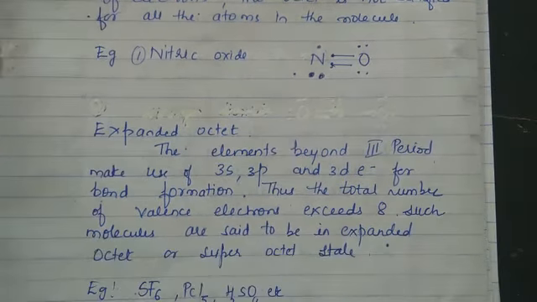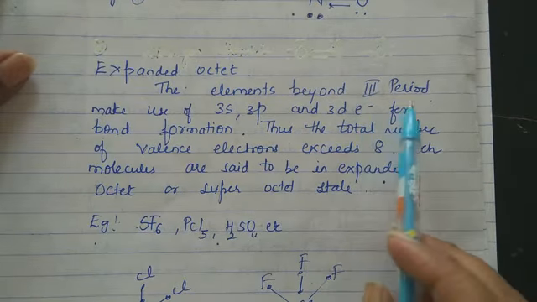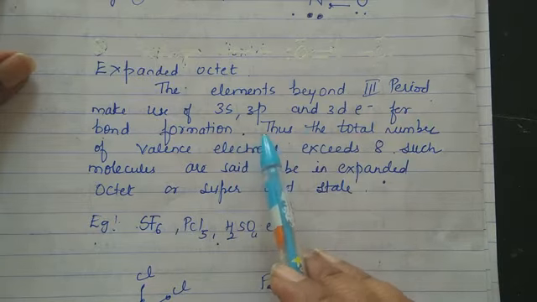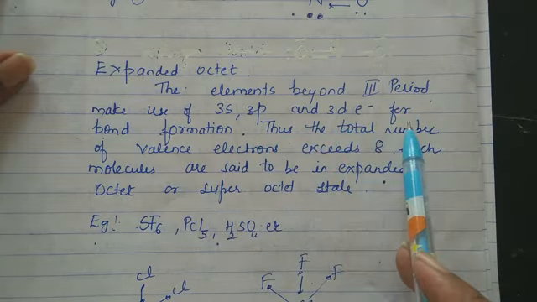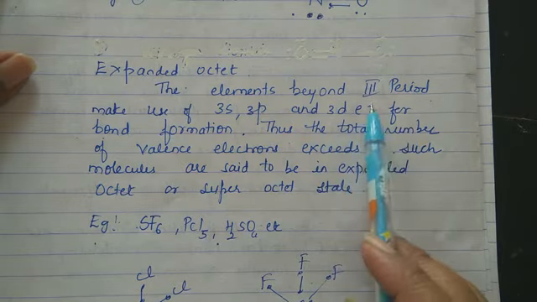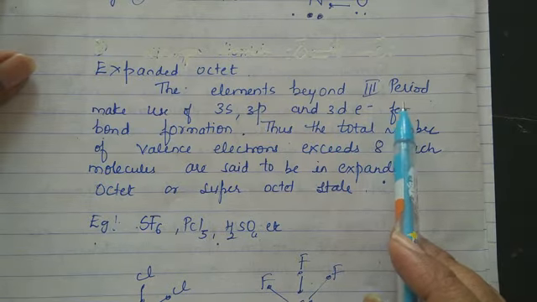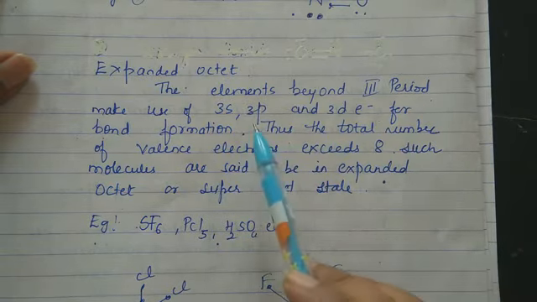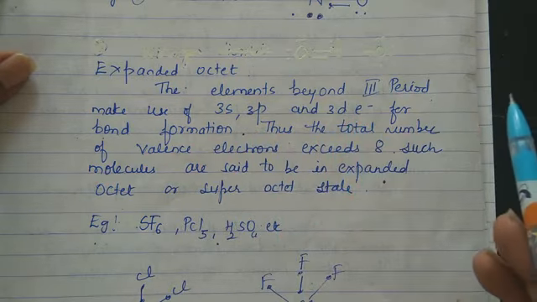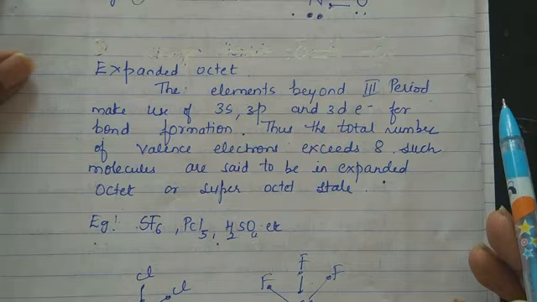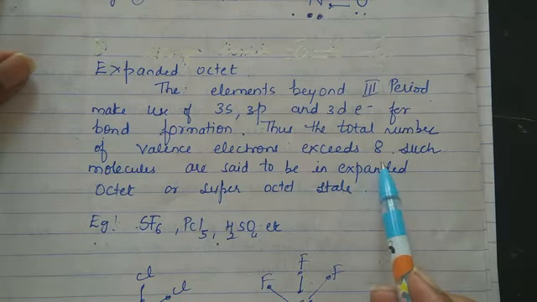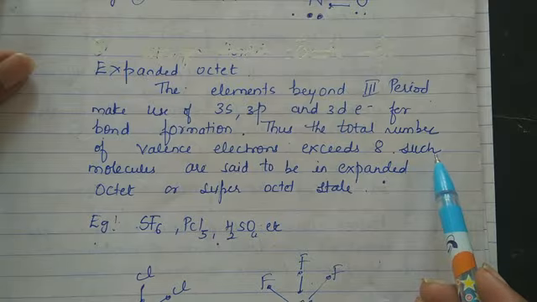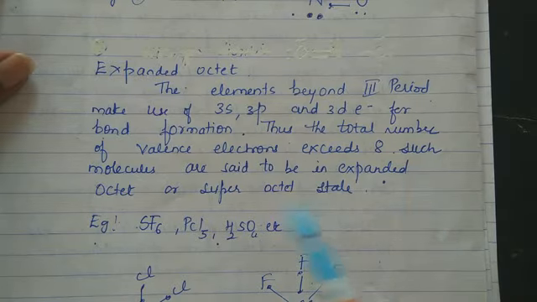Then coming to expanded octet. The elements beyond the third period make use of 3s, 3p and 3d electrons also for bond formation. So the elements from the third period onwards have more electrons present, in 3s, 3p and 3d orbitals. The total valence electrons are more than 8, and such molecules are said to be in an expanded octet or superoctet state. It means their molecule will have more than 8 electrons in their valence shell.